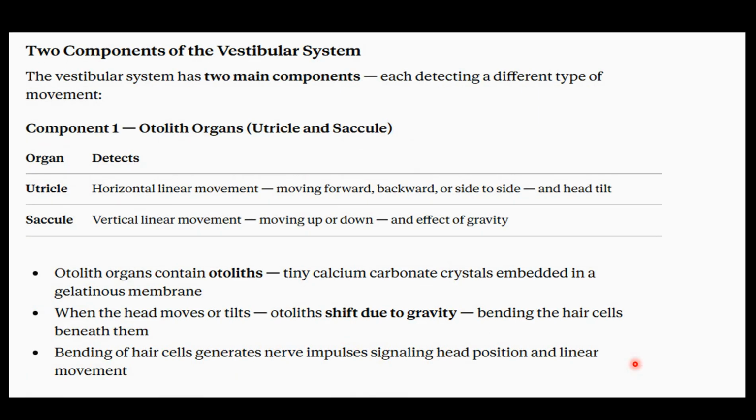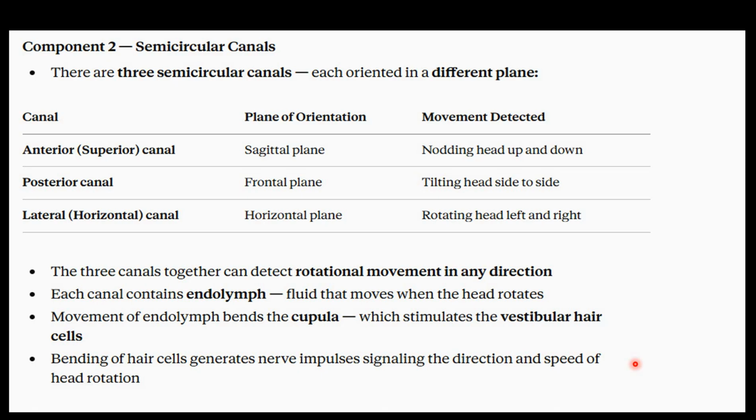Now we will talk about the two major components of the vestibular system, that is the otolith organ and the semicircular canal. Although we have discussed these points, let's try to understand them in a deeper way, so that if someone asks you this kind of question in an interview, you can simply answer it. Majorly we have three parts: canal, plane of orientation and movement detected. The first canal is the anterior canal, also known as the superior canal, and the plane of orientation is the sagittal plane. I'm sure you know about these planes because we have discussed them in detail, right? So the sagittal plane is there.